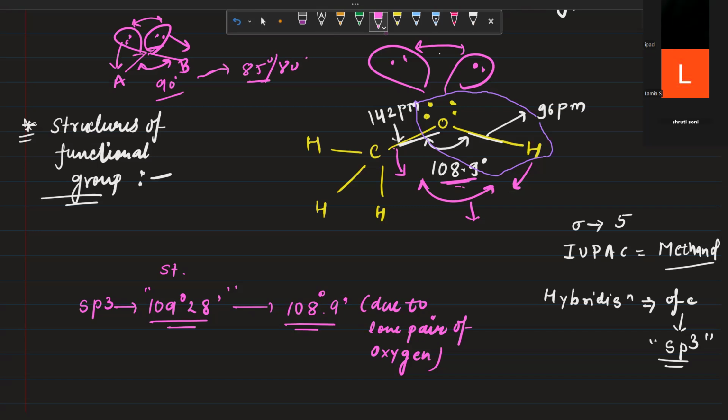Do you understand? So that is the same reason: the oxygen has lone pairs and it decreases the bond angle from 109 to 108. A 1 degree change is due to the lone pair of oxygen. So instead of 90 it becomes 85? Yeah. Instead of 109 we are getting 108. What about, because you wrote 90 here? This is for example. Oh, I see. Okay.